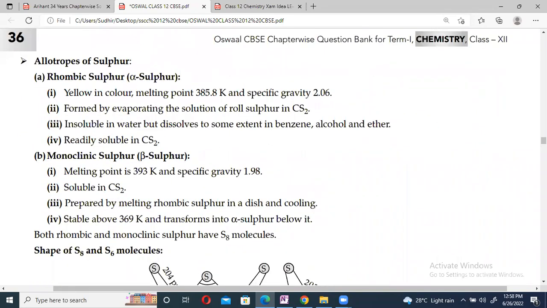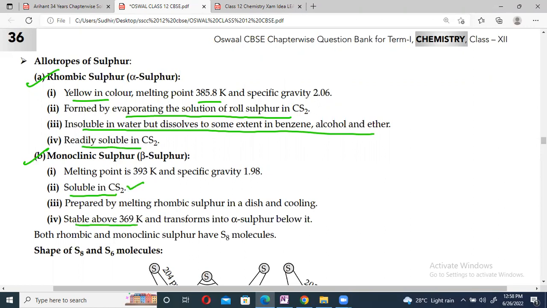Allotropes of sulfur: rhombic sulfur and monoclinic sulfur. See, yellow in color, with a melting point. It is formed by evaporating the solution of roll sulfur. Insoluble in water but soluble in benzene, alcohol, ether. But here it is readily soluble in CS2.